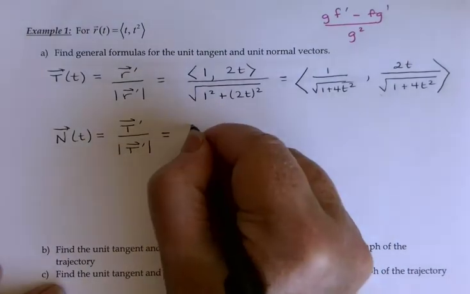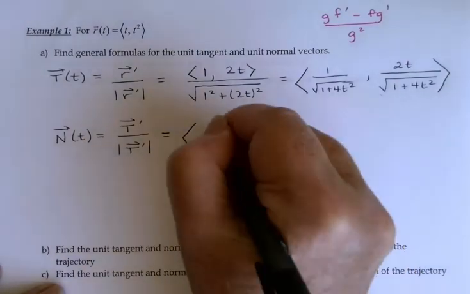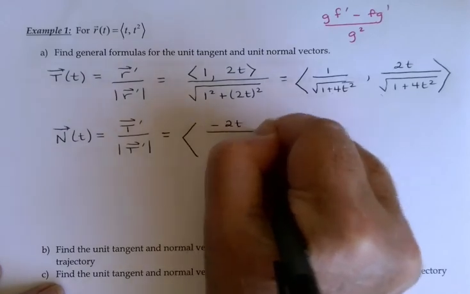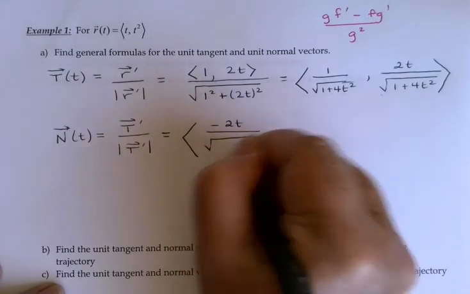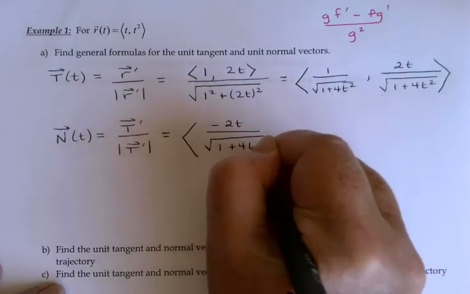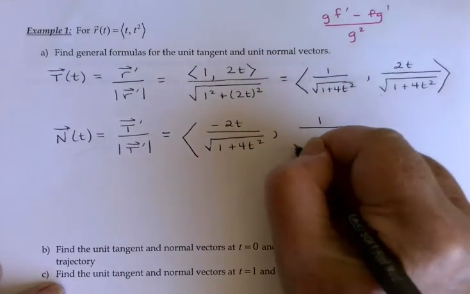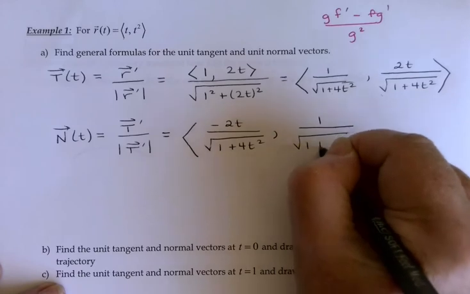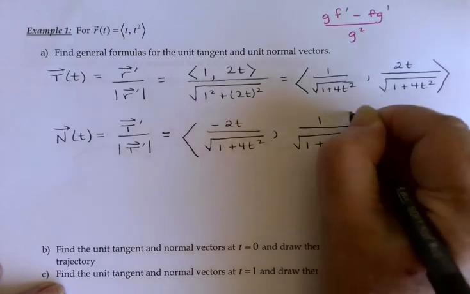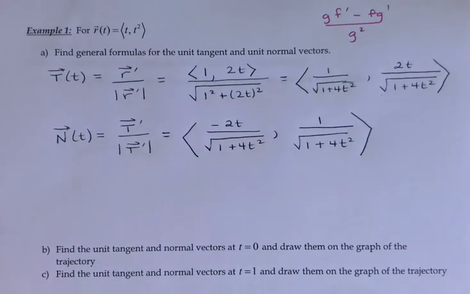So the result that we just got was negative 2t over the square root of 1 plus 4t squared and 1 over the square root of 1 plus 4t squared. If you take a look at that t and that n, I think you're going to see right away that there's a very clear relationship between them, right?